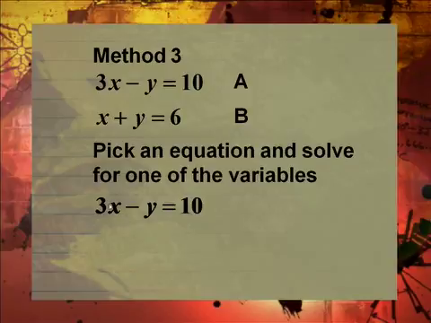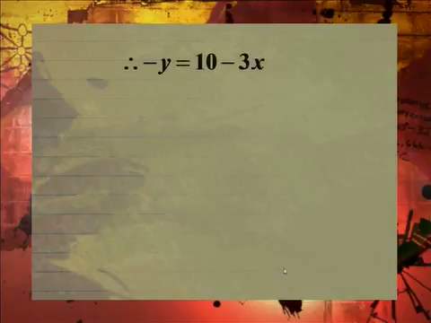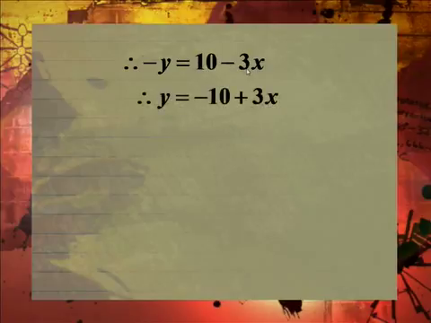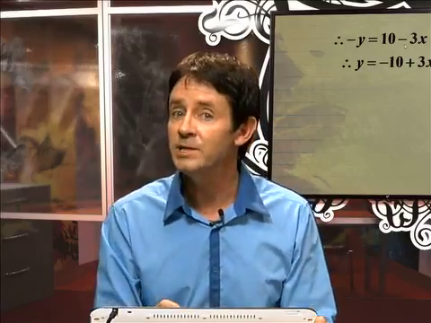Be very careful. I'm going to bring the 3x to the right. Now careful, I've got negative y is 10 minus the 3x. Once we do that, be careful here. I'm going to multiply everybody by negative 1, so I'm changing all the signs. What you get then is y equals negative 10 plus 3x. You remember, you picked any equation. You could have also chosen equation B as well.